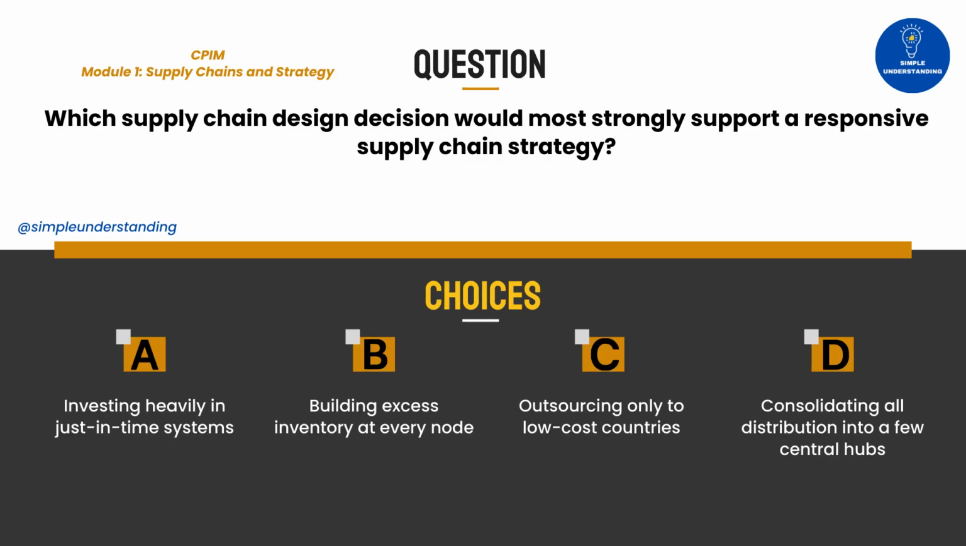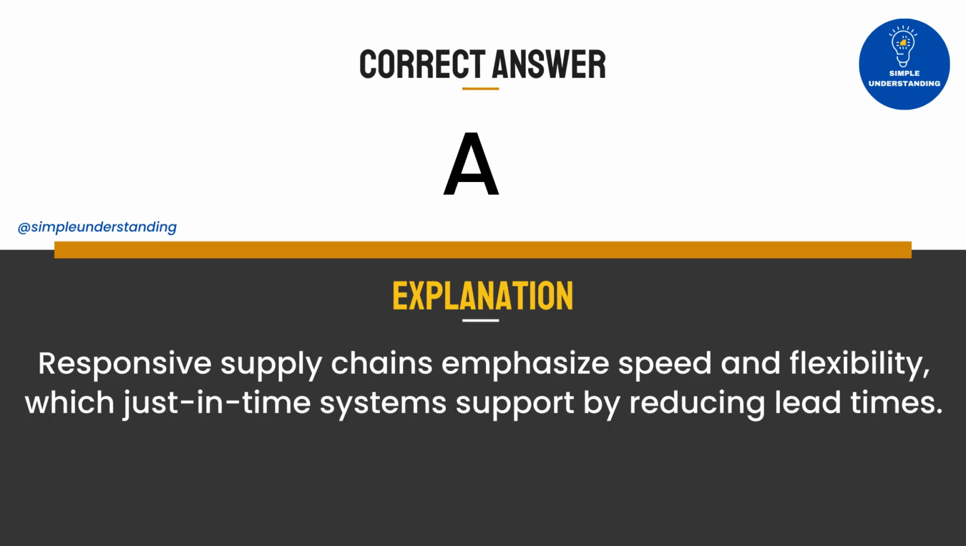Question 17. Which supply chain design decision would most strongly support a responsive supply chain strategy? A. Investing heavily in just-in-time systems. B. Building excess inventory at every node. C. Outsourcing only to low-cost countries. D. Consolidating all distribution into a few central hubs. Correct answer, A. Explanation. Responsive supply chains emphasize speed and flexibility, which just-in-time systems support by reducing lead times.